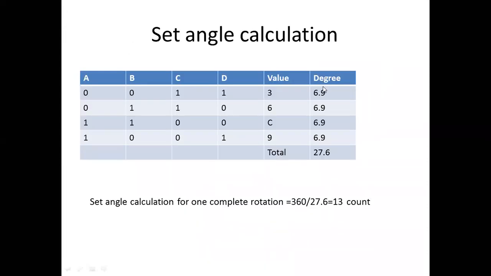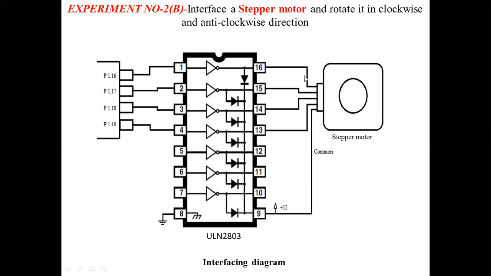Next I'll move to your stepper motor. In order to work, the stepper motor uses 4 coils. For that reason, you are connecting 4 pins. So this is your coil, 4 coils you have connected. So 4 pins from port 16, 17, 18, 19 go to your ULN2803.